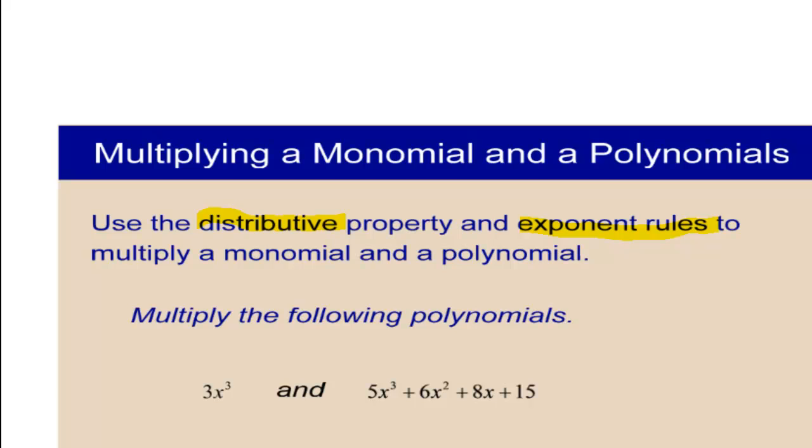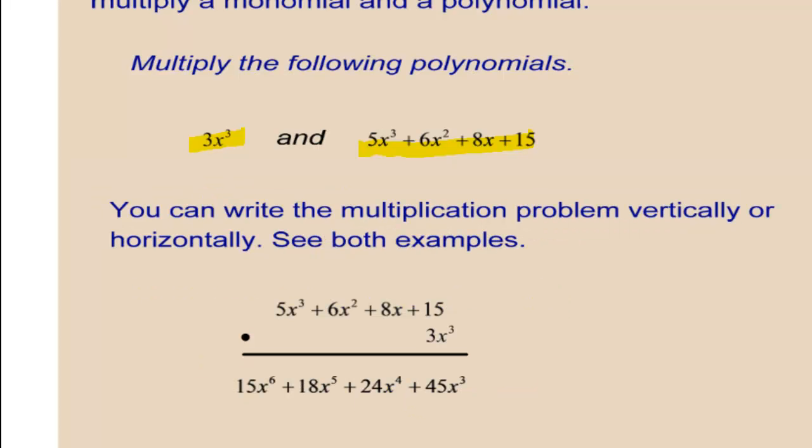Let's look at the following example. We're going to multiply 3x cubed, which is a monomial, times the following polynomial. Like with addition, we can set this up vertically or horizontally. We're going to start vertically here. So I have my multiplication problem, and I just used a dot to show multiplication instead of an x, since we are working with variables. We don't want to confuse a multiplication symbol with a variable.